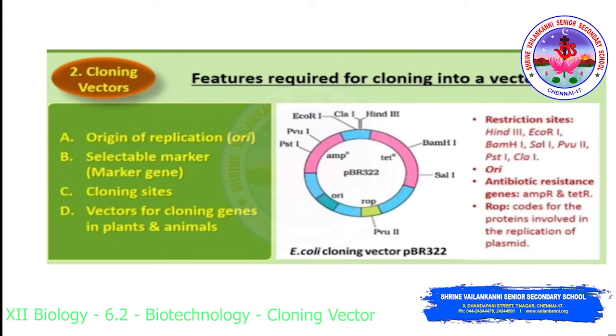What are the features required for cloning into a vector? There are 4 important features: origin of replication, that is ORI; selectable marker, that is a marker gene; cloning site; and vectors for cloning genes in plants and animals. On the right-hand side of the snap you can see the E. coli cloning vector pBR322, the first plasmid constructed by genetic engineers.